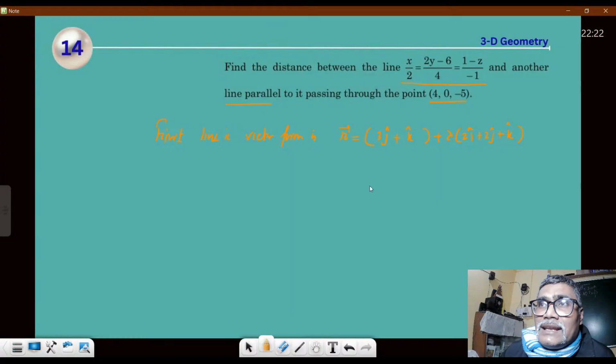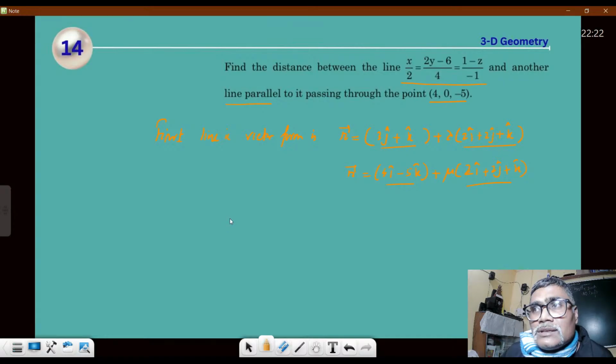Right? And now they are saying that you have to find the distance between this line and another line which is parallel to this but passing through this point. So the point will be the only thing different here, but the vector to which it is parallel is the same, because both the lines are parallel. So now this is B, this is A1, this is A2, and you apply the formula.